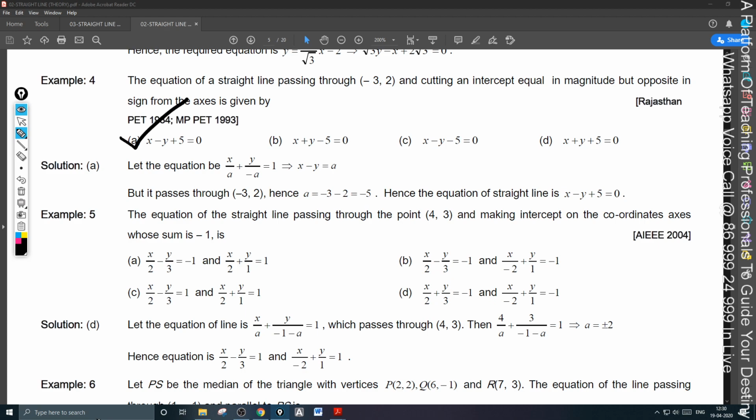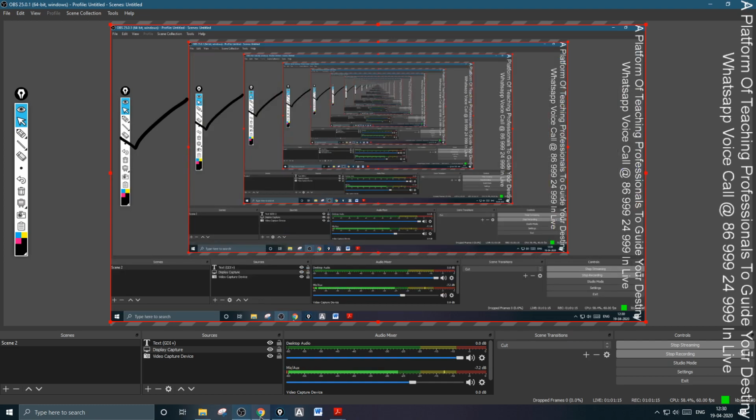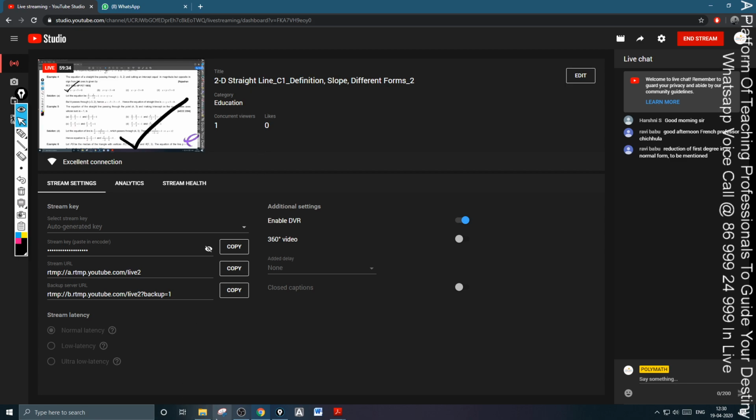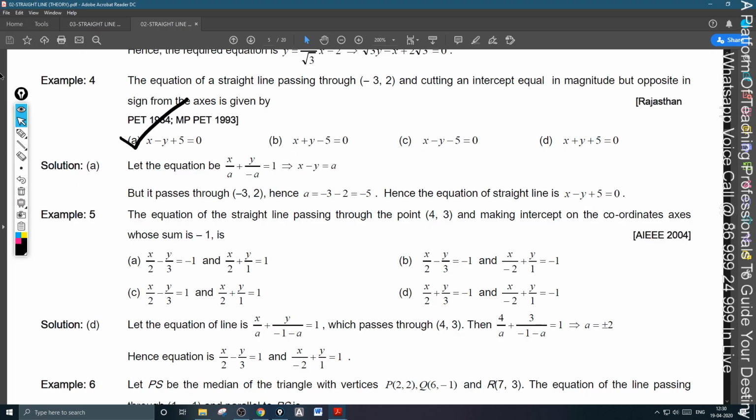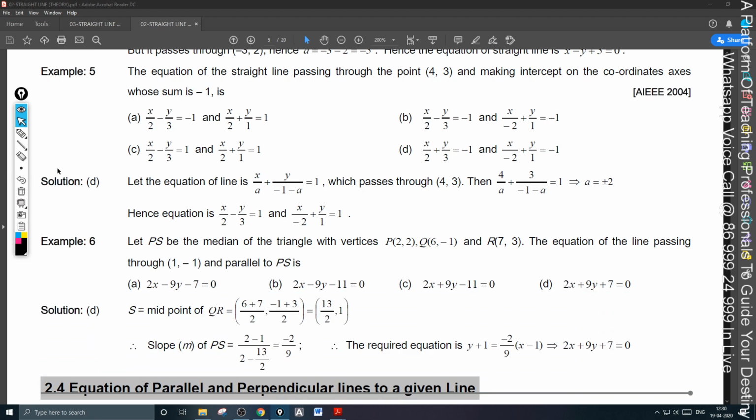Next one. See the next one. Here, the next question is: the equation of the straight line passing through the point 4, 3 and making intercepts on the coordinate axes whose sum is -1.